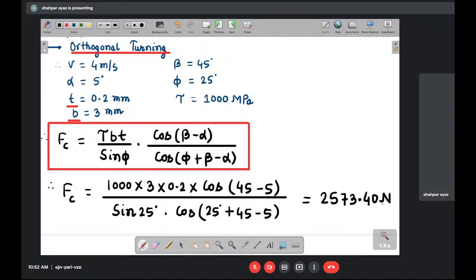Right, 2573.40 newton. Clear all of you? Tell me. Done? This part is done, everyone. This is the final answer that we are getting.